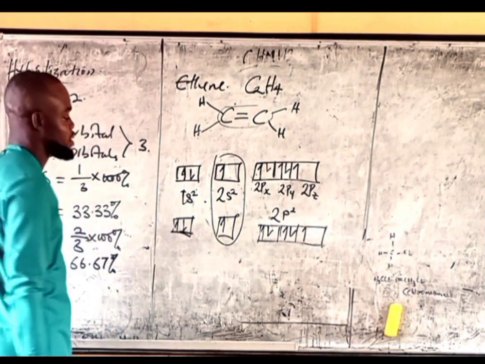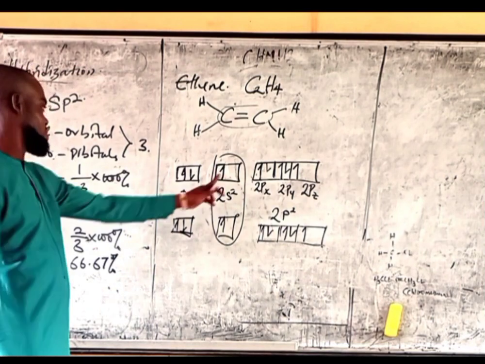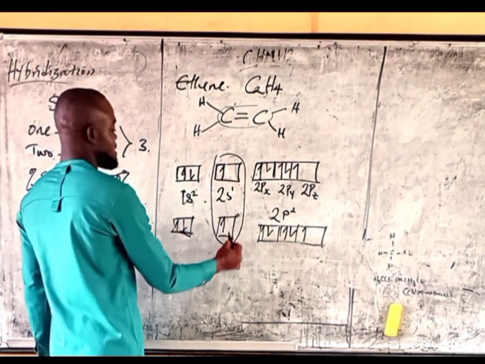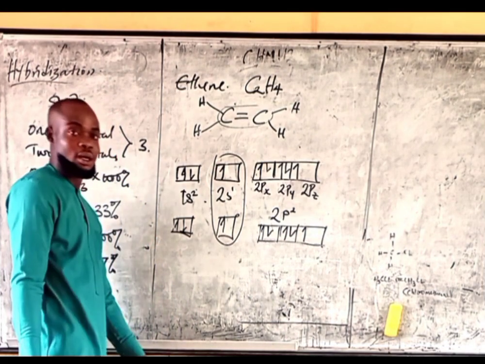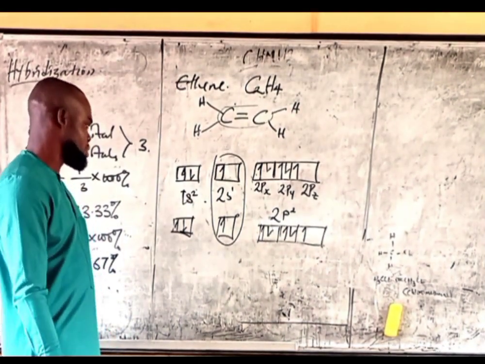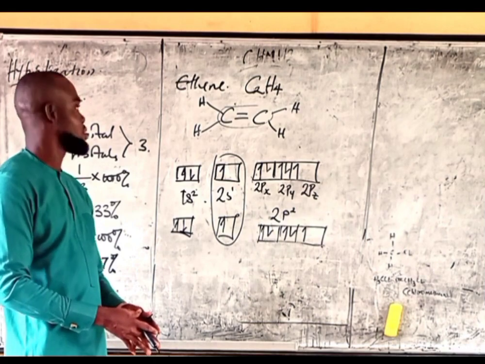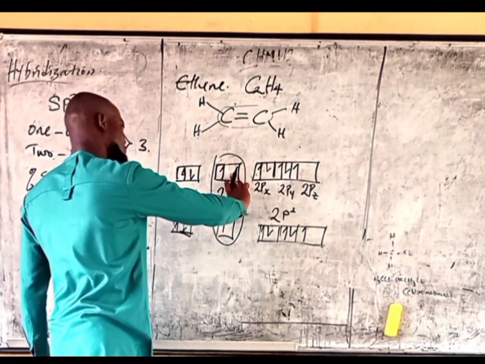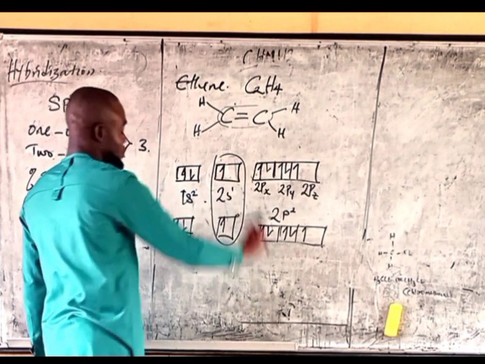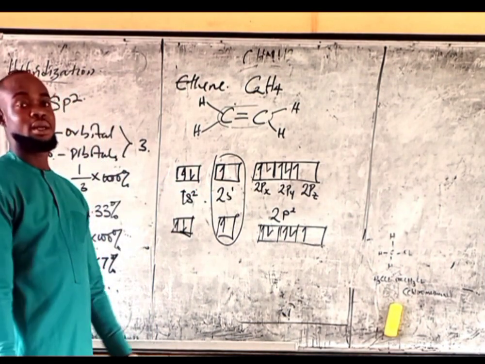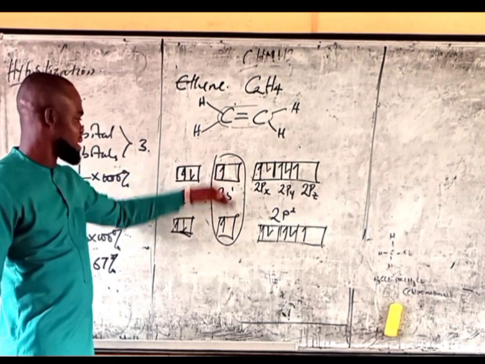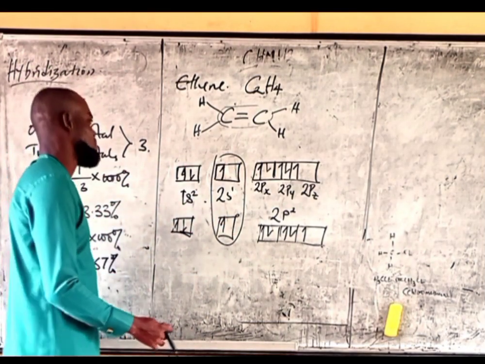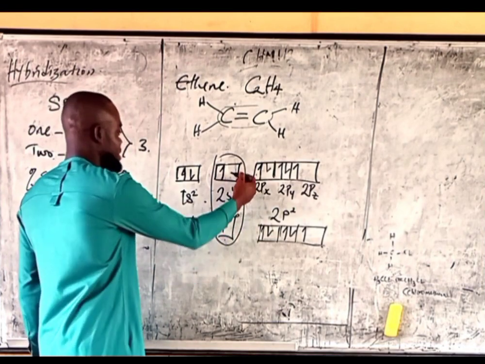These two can combine to form a bond. This and this combined can just give us one bond, which is the bond between two carbons, because we have two carbons here. So this is a bond between two carbons, not carbon and hydrogen. This will act as a bond between carbon and carbon, and it's going to be a sigma bond.